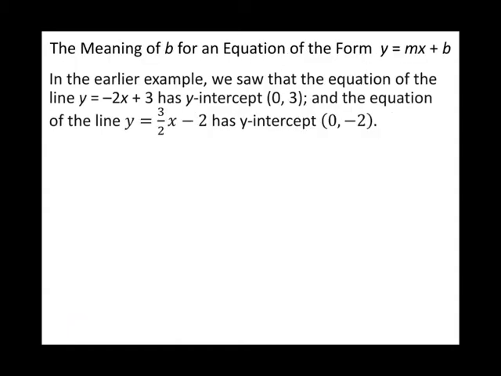Okay, the meaning of b for an equation of the form y equal to mx plus b. So we already used 2 examples. Try to graph the linear equation with the form y equal to mx plus b. But what does the b mean in here? Think about it. The earlier example, we do have the equation y equal to negative 2x plus 3, and we have the y-intercept, 0, 3 here. And then we have another equation, y equal to 3 over 2x minus 2, and has a y-intercept negative 2. Think about it. What is the meaning of b in here?